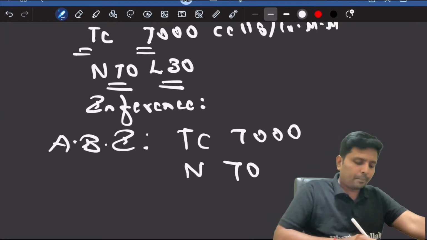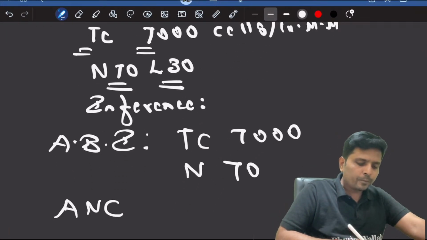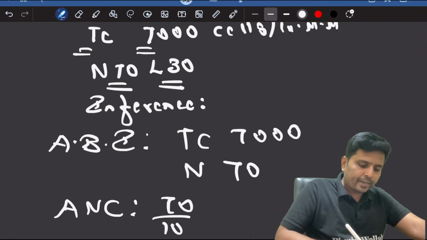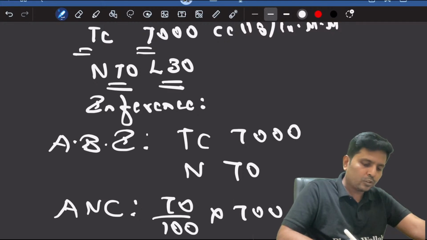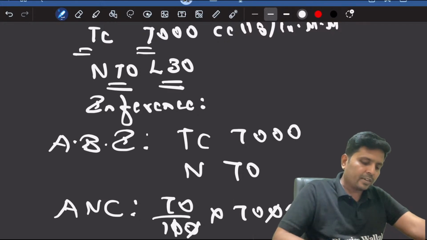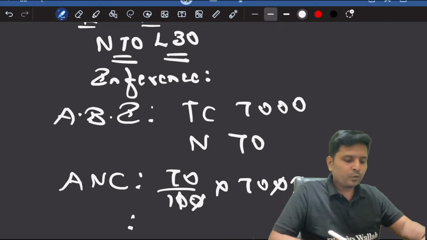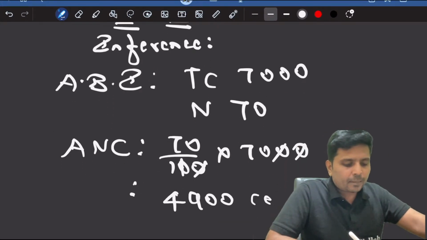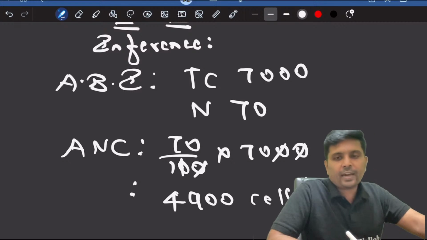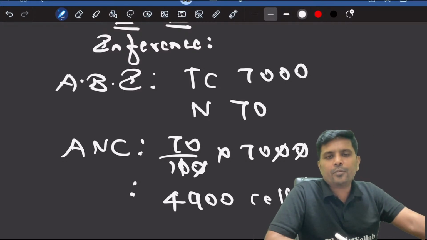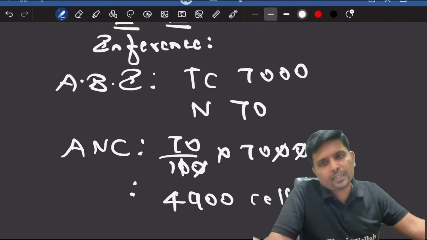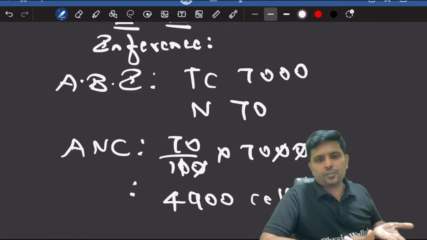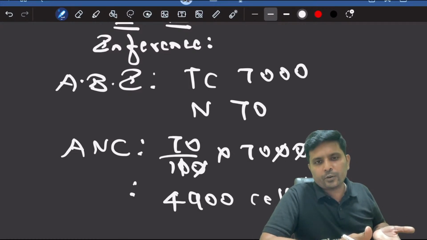But the rule is, total count is 7,000 and the neutrophil is 70%. So calculate the absolute neutrophil count: 70 divided by 100 into 7,000. How much does it come to? 4,900 only. What is the absolute neutrophil count value that will indicate an acute bacterial infection? 10,000. But look at this, the absolute neutrophil count is just less than 5,000.